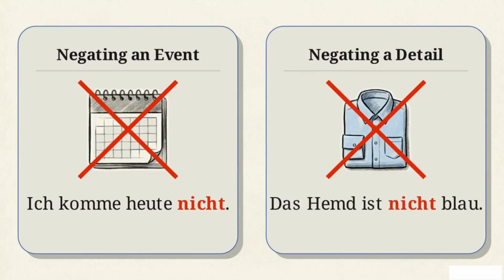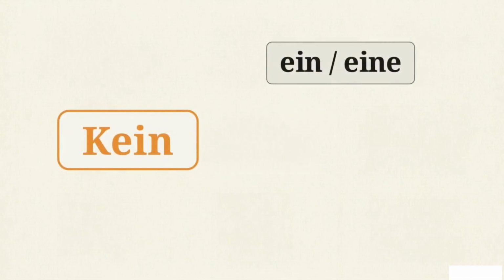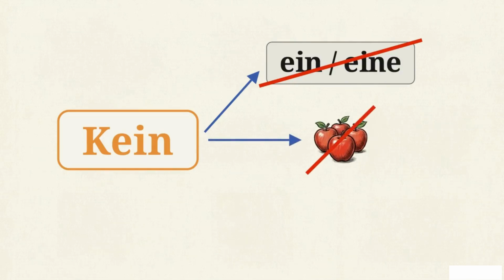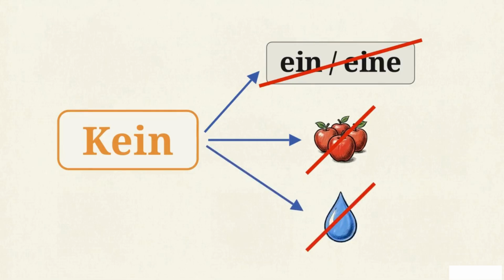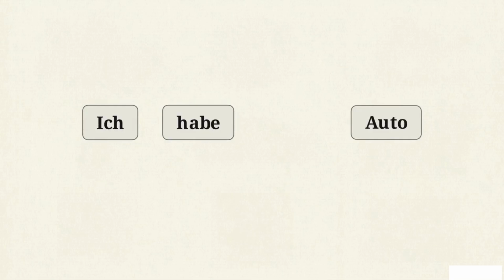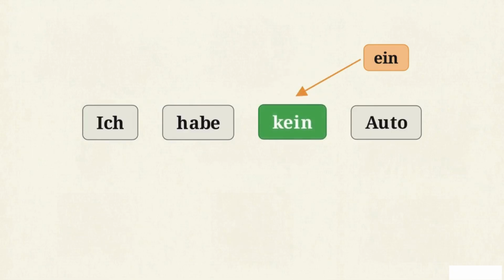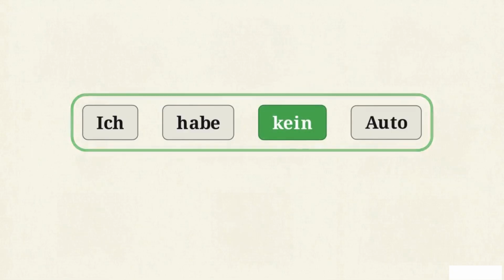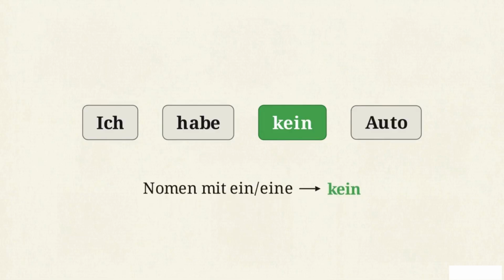The third tool, kein, is mandatory when you negate a noun that uses the article ein or eine, or a noun with no article at all, such as plural or uncountable objects. While English often uses not a car, the German equivalent requires the noun negator. Ich habe nicht Auto is incorrect. Because Auto is a noun that would normally take the article ein, it must be negated as ich habe kein Auto.